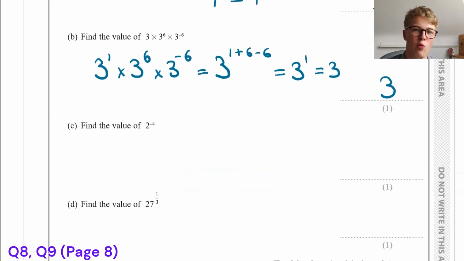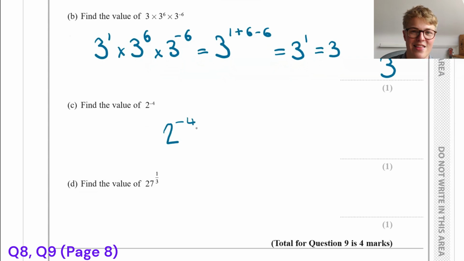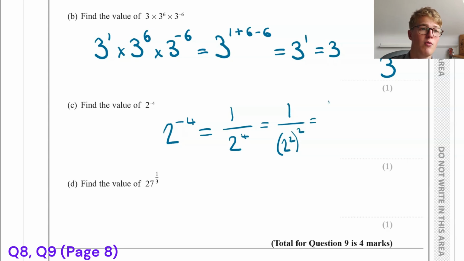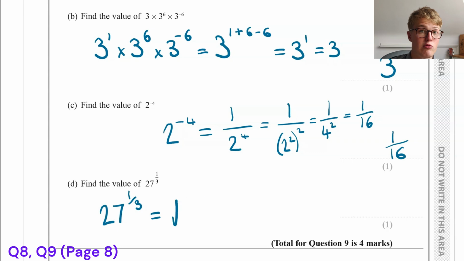Find the value of 2 to the power of minus 4. So this is the same as 1 over 2 to the 4, because remember a negative means it becomes a denominator. So then we have 1 over 2 to the power of 4. Therefore we have 4 squared, which is 16, so the answer is 1/16. Find the value of 27 to the power of a third. So this is the same as the cubed root of 27, which is just 3, so 3 is our answer.